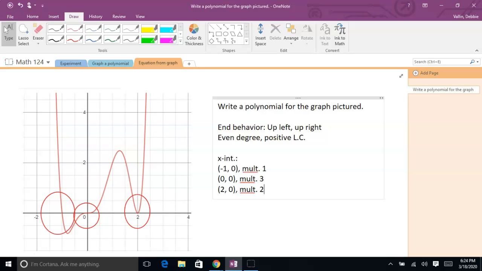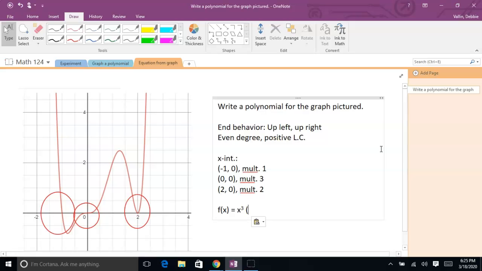Well, now we know x-intercepts, we know multiplicities. Time to turn this into a polynomial. It's going to look like f of x equals something. I'm actually going to start with my x-intercept 0, 0. To turn an x-intercept into a factor, I'm going to have a factor of x minus the x coordinate. So x minus 0. I'm not writing x minus 0. X minus 0 is just x. Multiplicity is 3, which means I need x to the third power, x cubed.